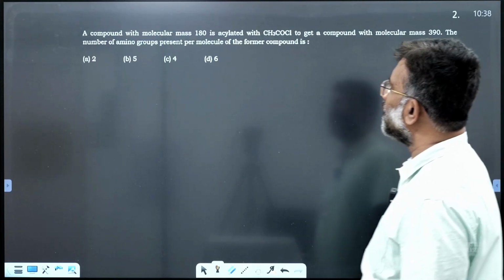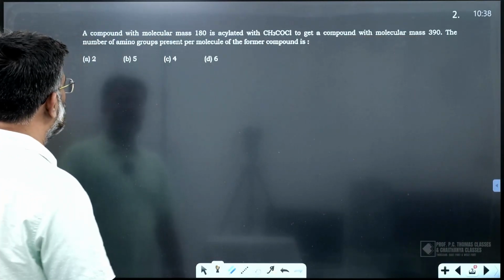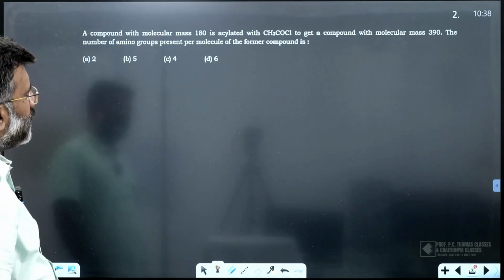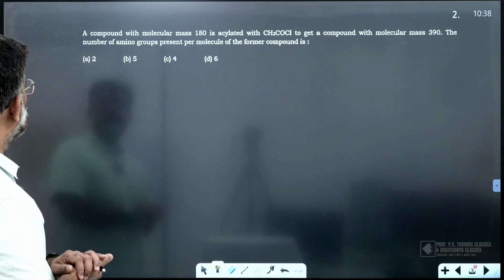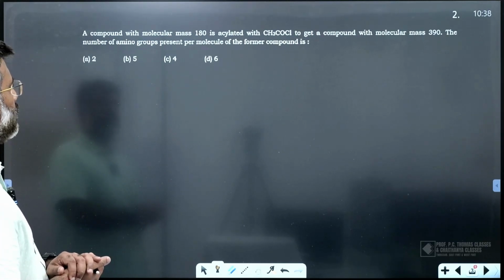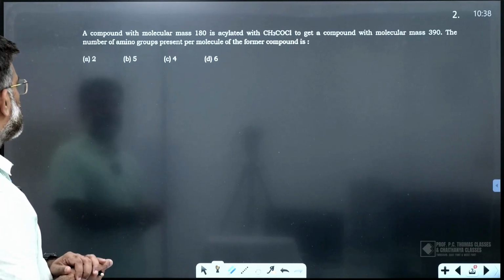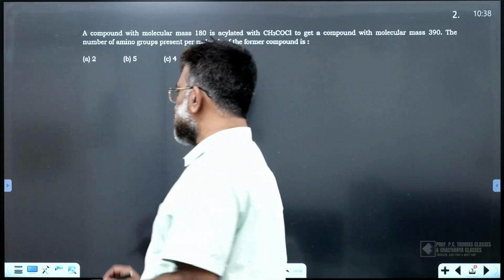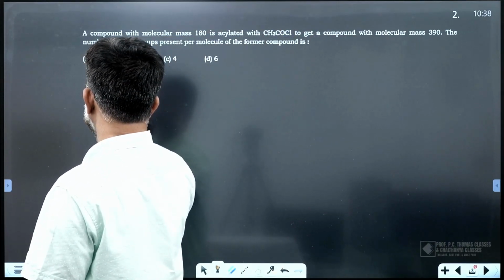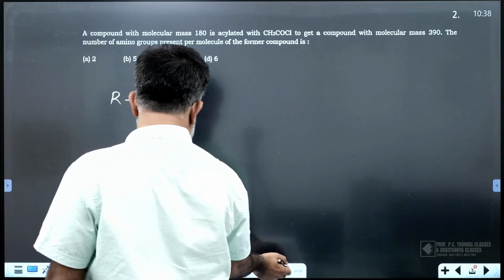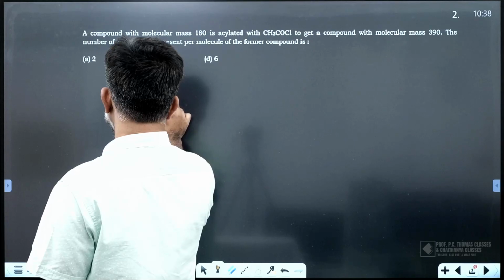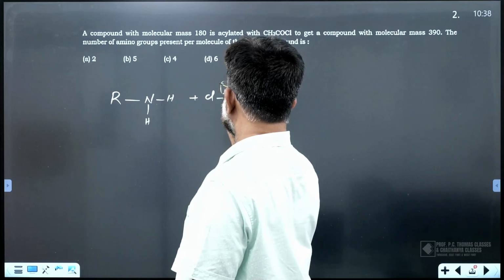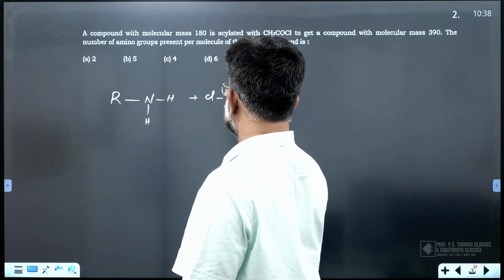Next question. A compound with the molecular mass 180 is acylated with CH3COCl to get a compound with the molar mass 390. The number of amino groups present per molecule of the former compound. So the compound contains amino groups. Say for example, we don't know how many amino groups, let it be one amino group, and it is interacting for an acylation reaction.